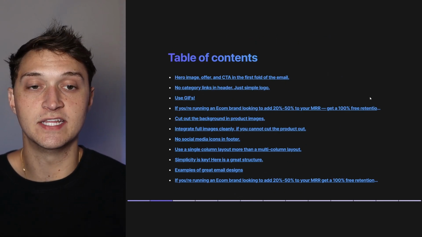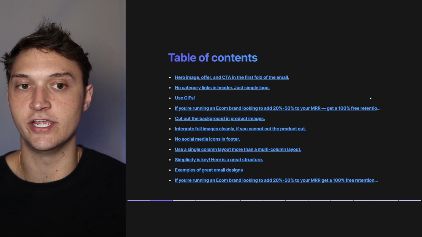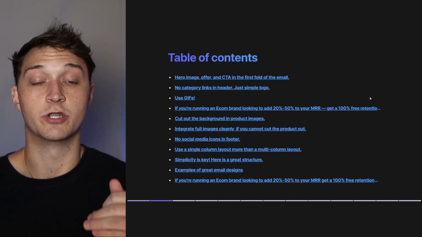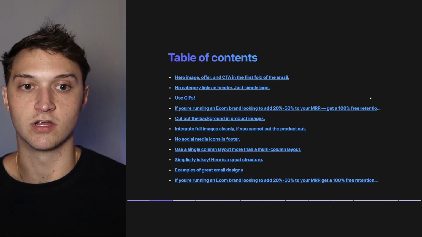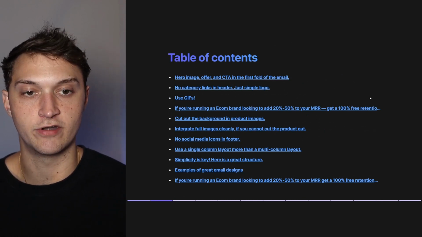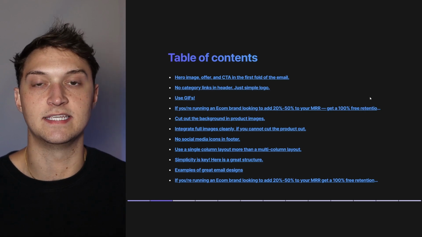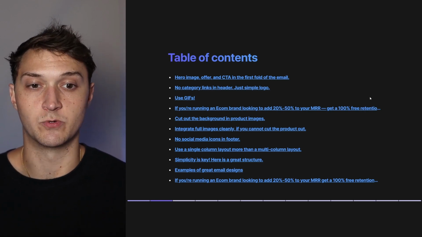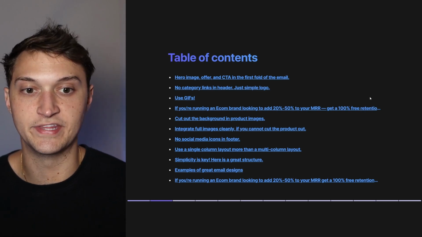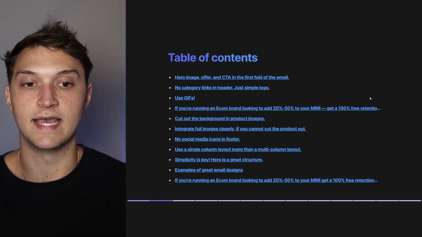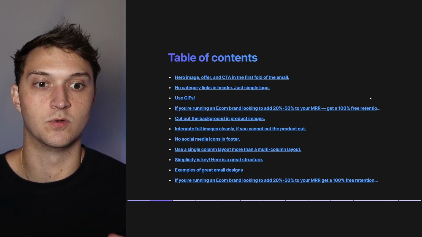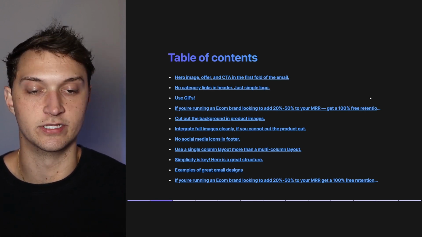All right, so getting into it, we want to go over things like the hero image, offer, and CTA. We want to go over links. We want to go over GIFs. We want to go over cutting out images and cutting out the background from them, as well as integrating these images into your emails. We want to talk about social media icons. We also want to talk about the column layout that you need to be using, as well as integrating simplicity, as well as at the end, as I said, some great email designs that you definitely should take inspiration from.